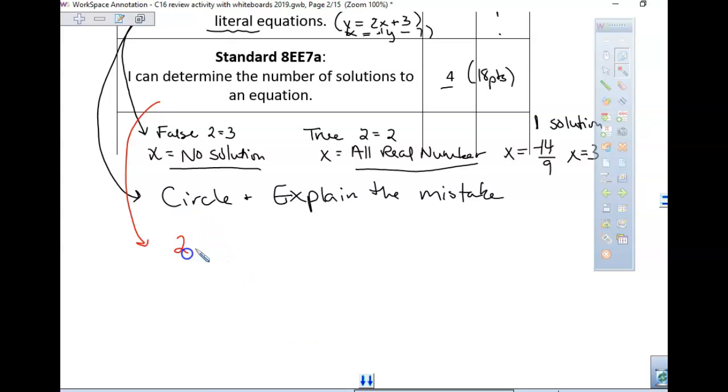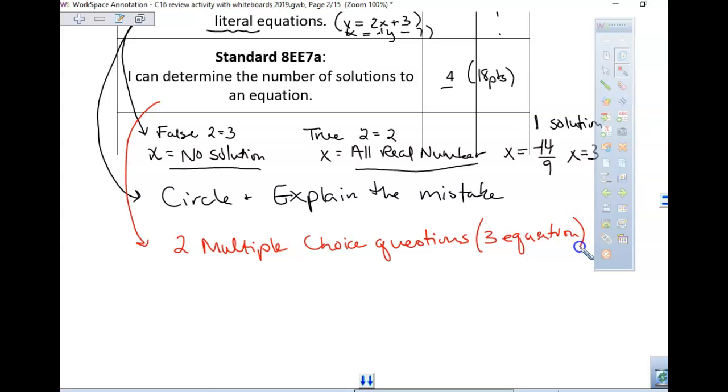I'm going to give you 2 multiple choice questions. And when you look at those 2 multiple choice questions, I'm going to give you 3 equations. One will be A, one will be B, one will be C. Okay? I'll give you 3 equations. With those 3 equations, and they'll be pretty simple ones, then I'm going to ask you to tell me this. One question might be, which has no solution?